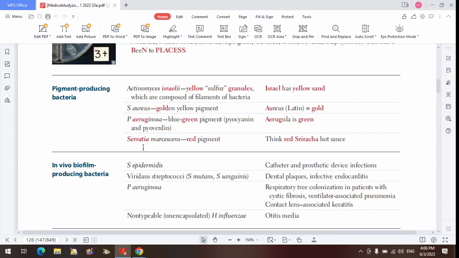So Actinomyces israeli is a gram-positive bacteria that is filamentous. So it has a filamentous shape. So it's not like cocci, it's not like a rod, but like filament. And they produce sulfur granules.